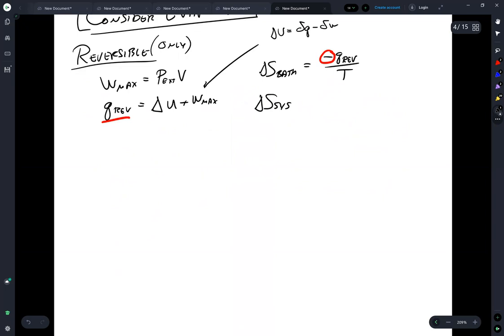The change in entropy of the system then is plus Q rev over T, plus, because the heat is flowing from the bath into the system. So the entropy of the system is increasing, and that's the only term. And if we consider the entirety of the universe, adding these two together, we get zero, right?